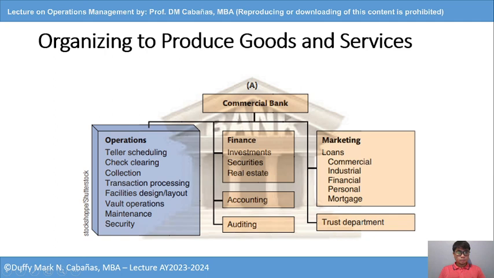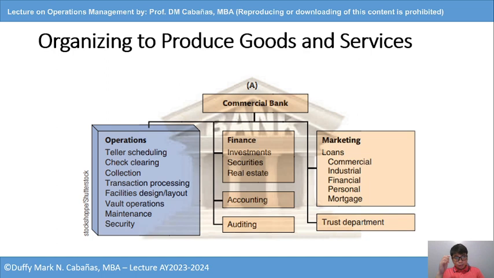In organizing to produce goods and services, in continuity to the previous slide, we have here a sample: a commercial bank. We have operations: the teller, scheduling, check clearing, collection, transaction processing, facilities design or layout, vault operations, maintenance, security. Then we have finance, which we explained earlier: investment, securities, real estate, accounting, and auditing. And in marketing, nothing happens until there is an actual sale. There are the loans, the products or services that the bank provides: commercial loans, industrial, financial, personal, mortgage, and then there's the trust department.